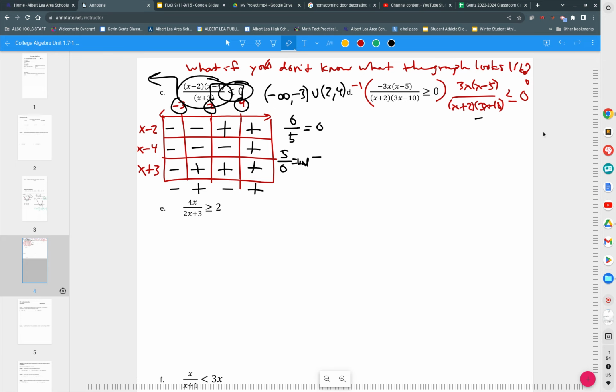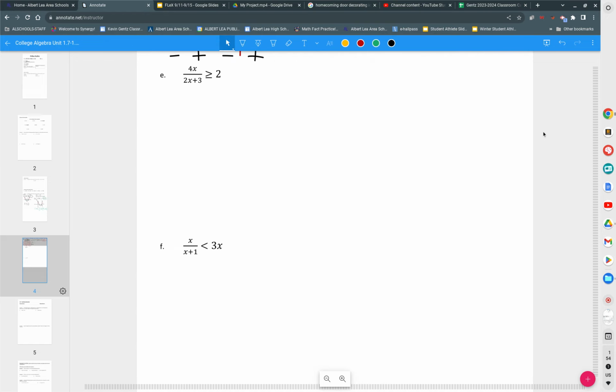Okay, what's different about the next one? Yeah, and so the first thing we must do is we must get it greater than or equal to 0. We like to compare to 0. So I have 4x over 2x plus 3 minus 2 over 1 is greater than or equal to 0. Notice that the previous problems we did were all written as one fraction, weren't they? So we'd like to get this to be a fraction as well. In order to get it to be one fraction, what should I do? Common denominator will be 2x plus 3.